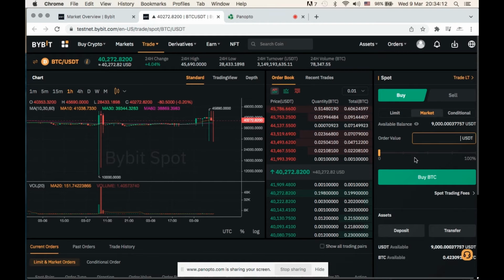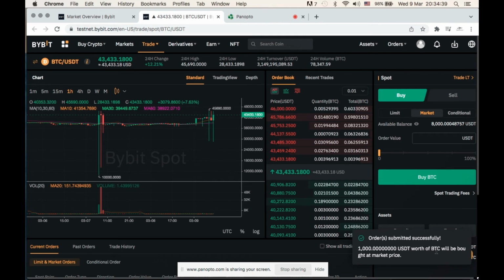Let's say I'm ordering order value of, let me see, let's say 10,000 USDT worth. Oh no, wait, hang on. Let's go with like 1,000 USDT worth, all right, of Bitcoin. That's approximately 12% of my spot account. I'm going to go ahead, buy some Bitcoin, buy BTC, bought at that price.